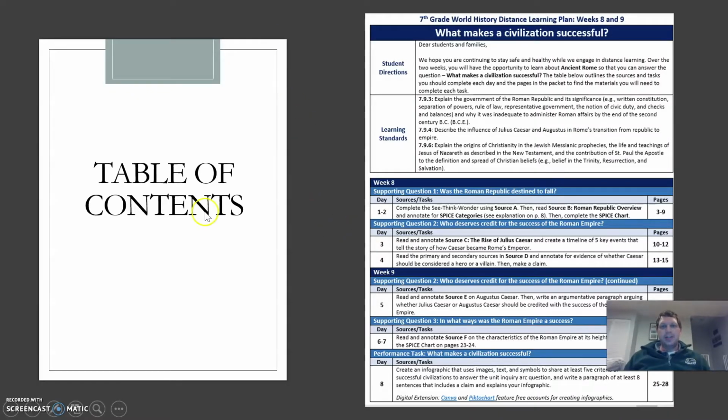So our table of contents, as always, if you're ever confused, this is my first go-to page. At the top, it tells us our focus question, and then really what you will care about as students and as parents: Week 8, Week 9, the supporting questions, and how many days each of them should take. Now I'm going to, again, take you through each of these and point out some things along the way.